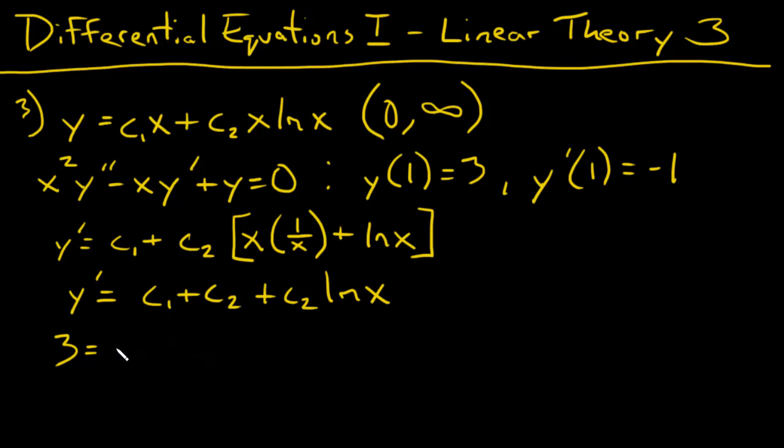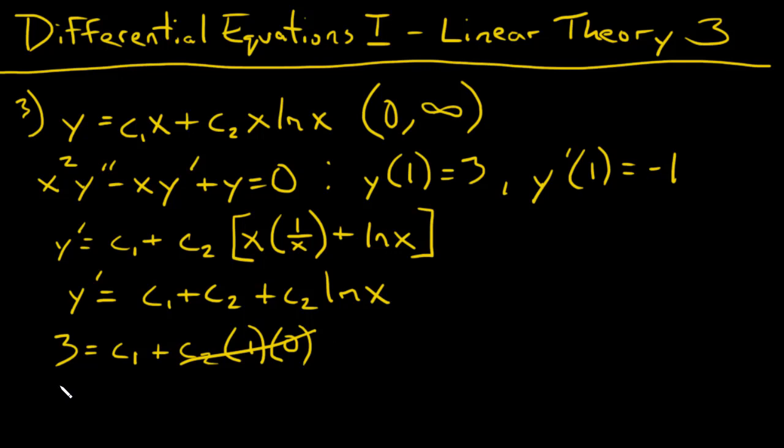So 3 is equal to, well, I already know that it's going to be c1 times x, right? And my x in this case is 1, so that's just c1. And then plus, I've got c2 times x times natural log of x. So it's going to be c2 times 1 times the natural log of 1, which is 0. So this term drops. So we're left with 3 is equal to c1. So I know what c1 is now. Now I can plug in my next condition, the y prime condition, into this expression.